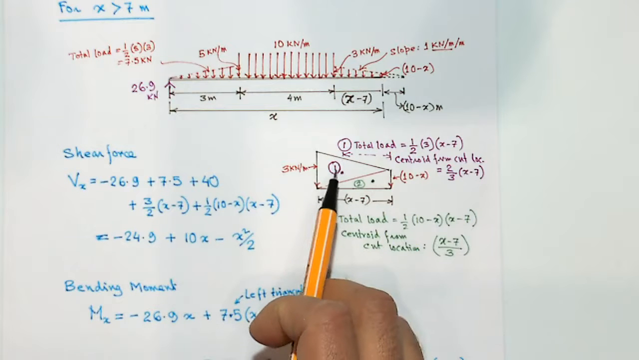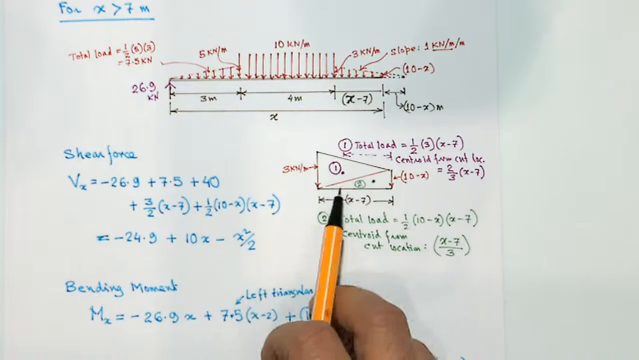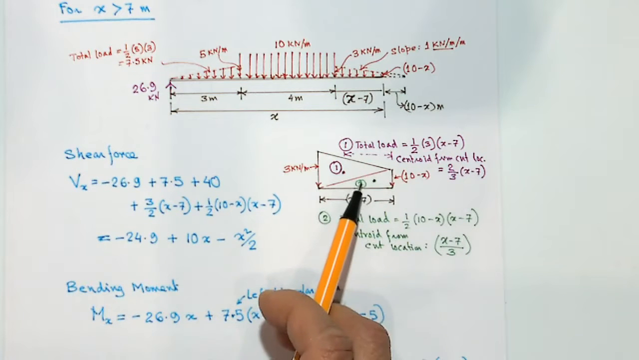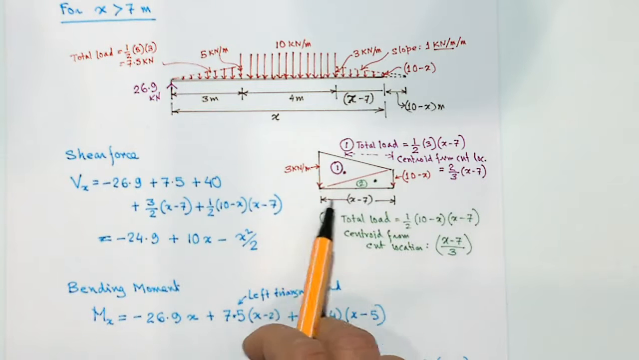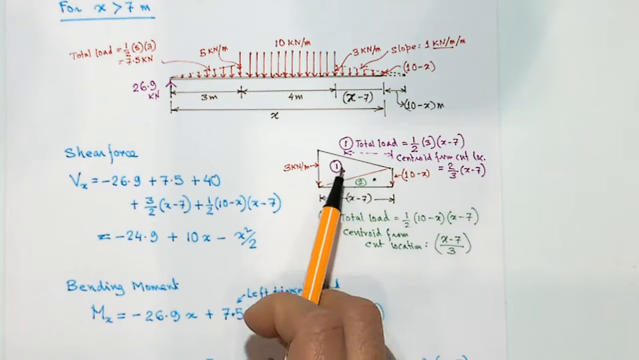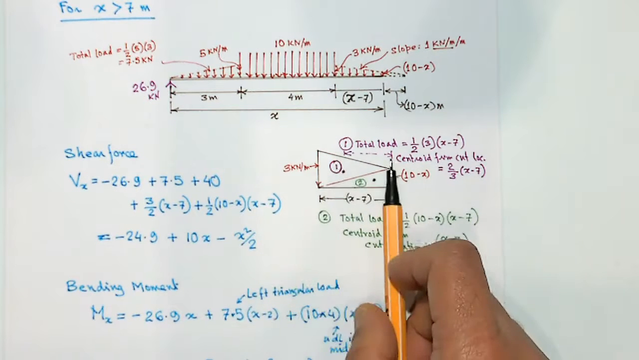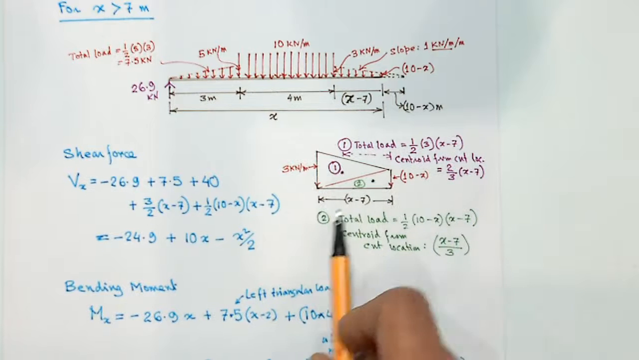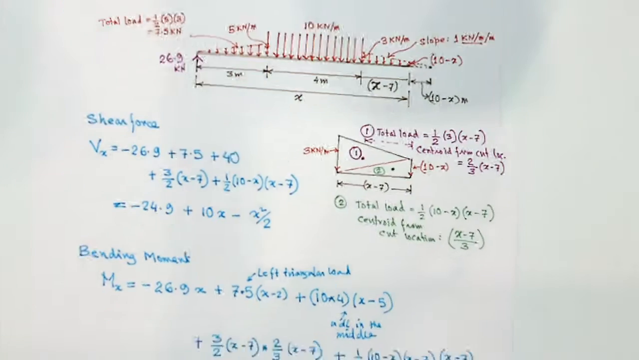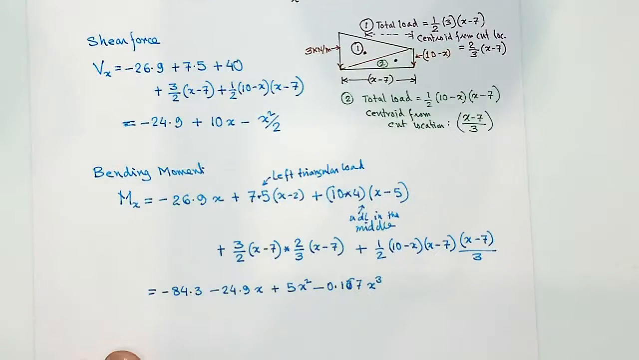So triangle number 1, shown in purple, the total load is half times 3 times x minus 7. Triangle number 2, in green, the total load is half times x minus 7 times 10 minus x. And where they will act: the first one will act at 2/3 of x minus 7 from this point, and the green one would act at 1/3 of x minus 7. So once you get that, then you can write down the shear force and bending moment expressions.